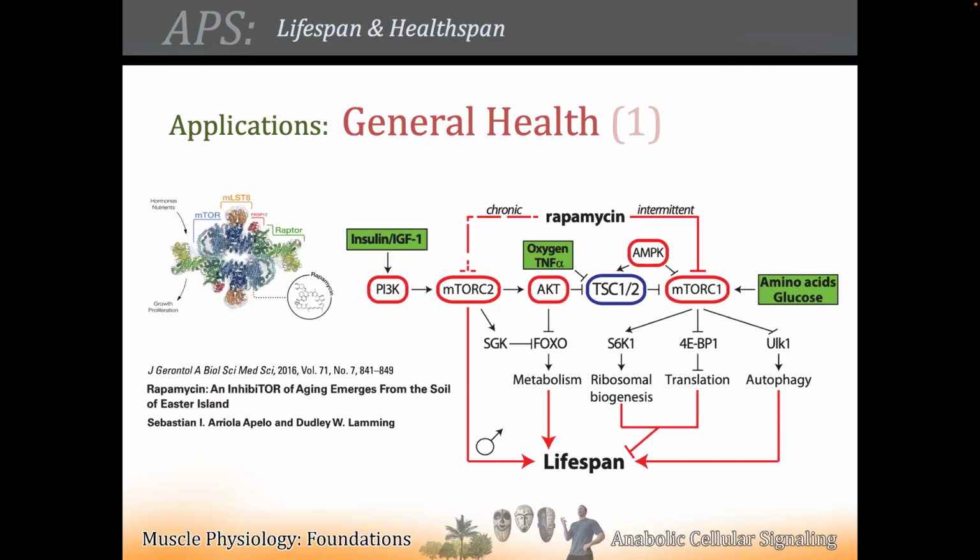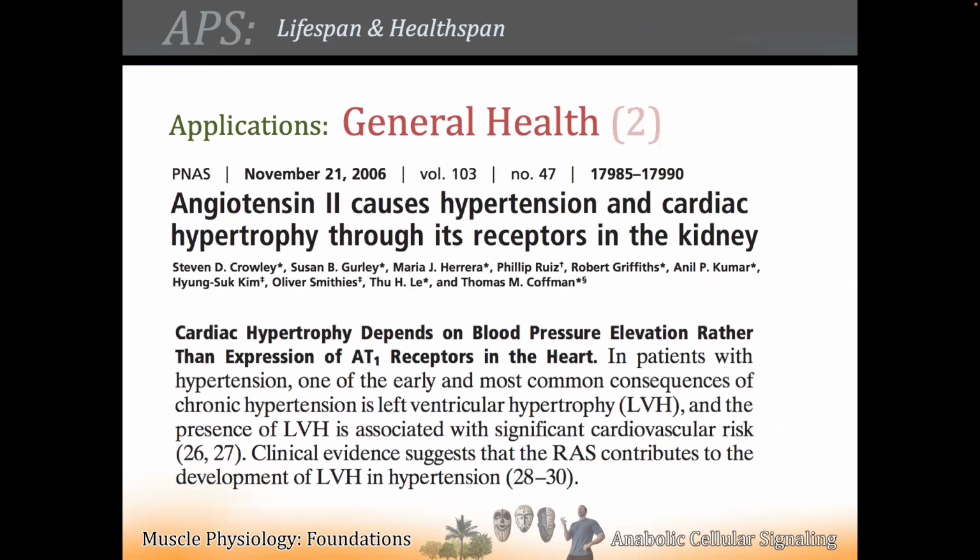We've talked about everything on this slide, so there should be some comprehension of what's being shown. If you knock out mTOR with rapamycin intermittently, you're inhibiting pathways that would reduce lifespan, and you're promoting pathways that would prolong lifespan. But chronic use of rapamycin, that could present some problems, as it inhibits the assembly of complex 2.